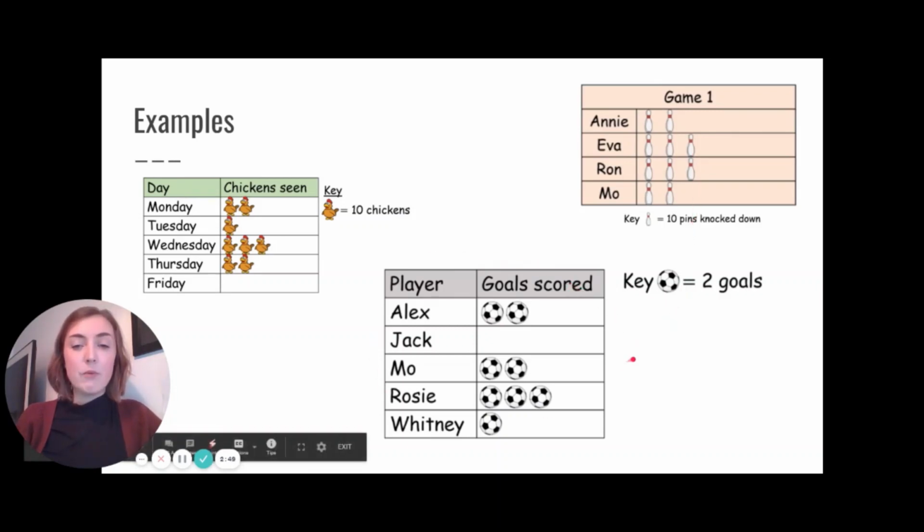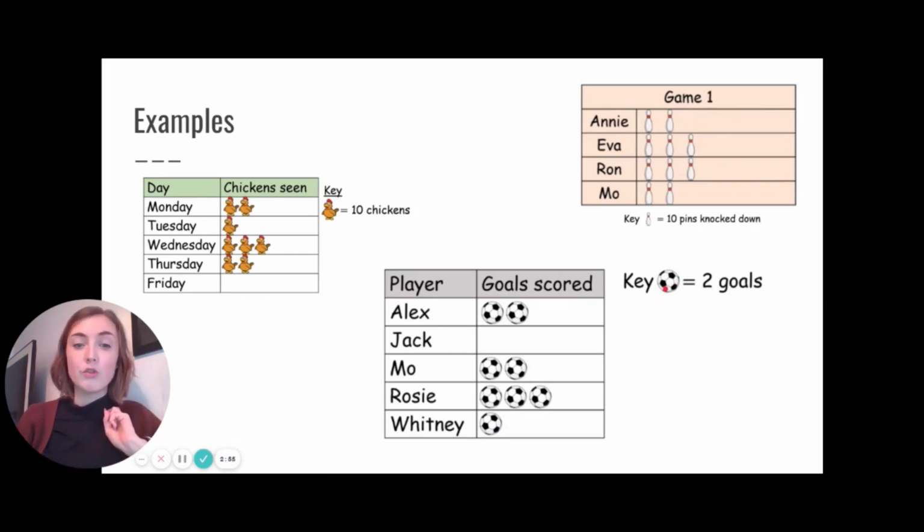Some friends down here were playing football, and they decided that one football was going to mean 2 goals because they managed to score a lot of goals. So Rosie didn't score 1, 2, 3 goals, she scored 2, 4, 6 goals.